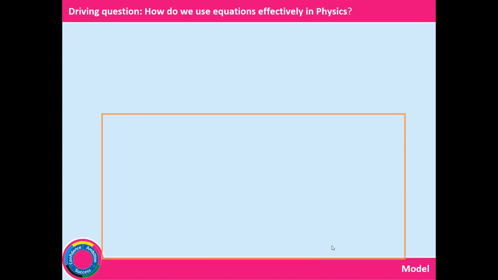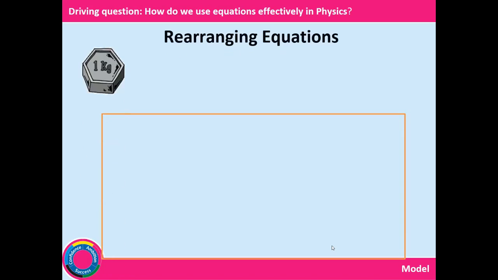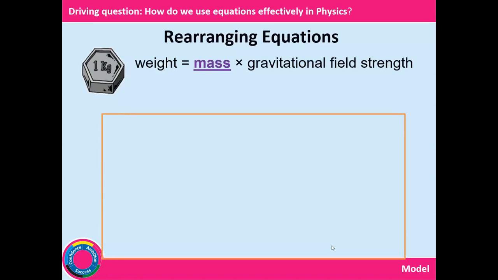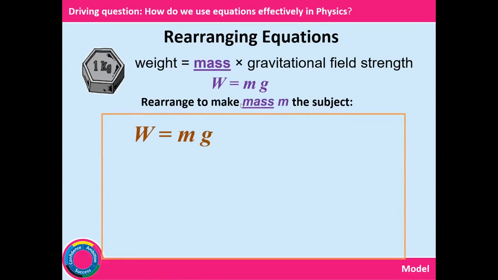The next thing we want to look at is how we rearrange the equation to make m the subject of the formula. So assume you're given a question. In the question, you have weight, you have gravitational field strength, and you need to find the mass. W equals mg. We're going to rearrange to make mass the subject of the formula.